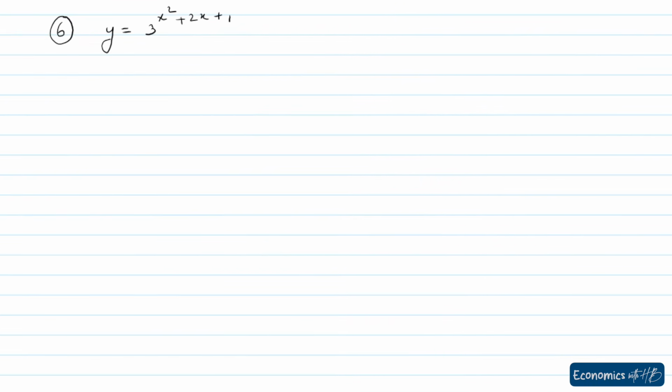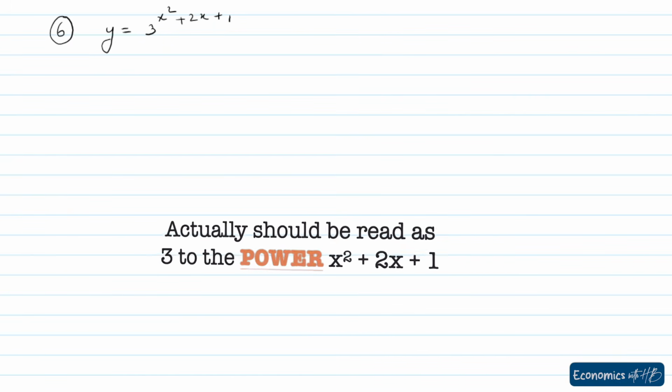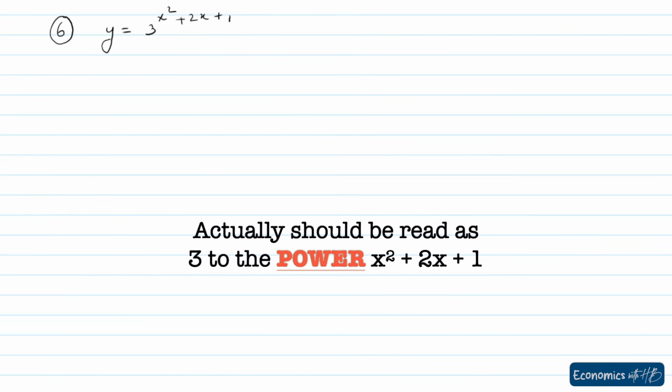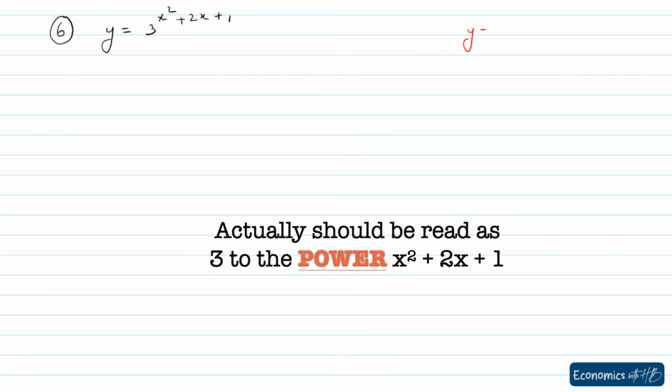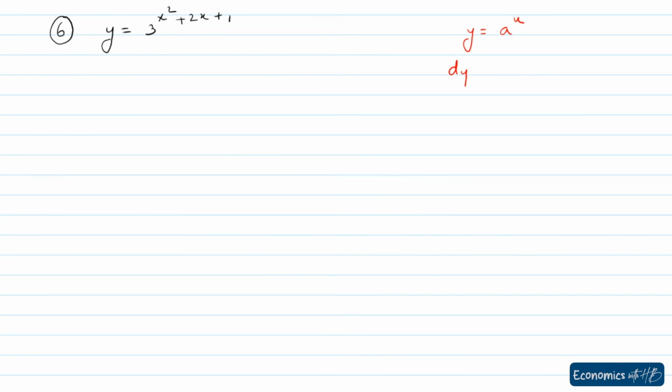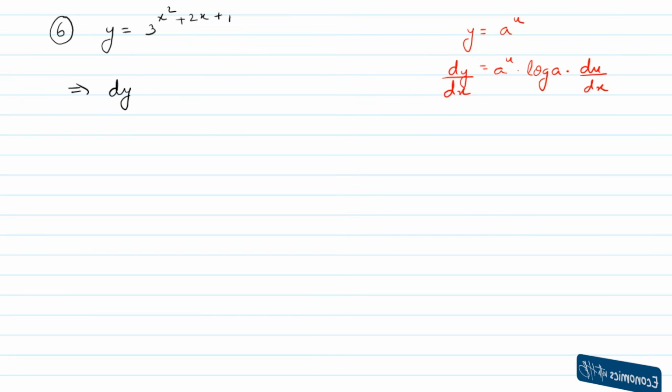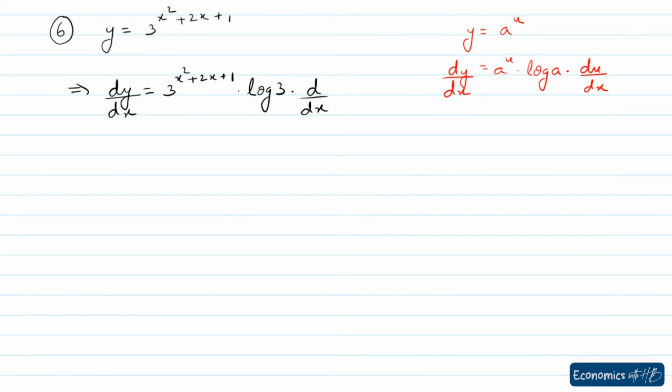Moving on to the next one, y is equal to 3 to the power x square plus 2x plus 1. Here again y is equal to a to the power u. So dy by dx, now we know by heart, is equal to a to the power u into log of base, which is log of a, into du by dx. So on this side we get dy by dx is equal to a to the power u as it is, 3 to the power x square plus 2x plus 1, into log of base, that is log of 3, into d by dx of u, that is d by dx of x square plus 2x plus 1.